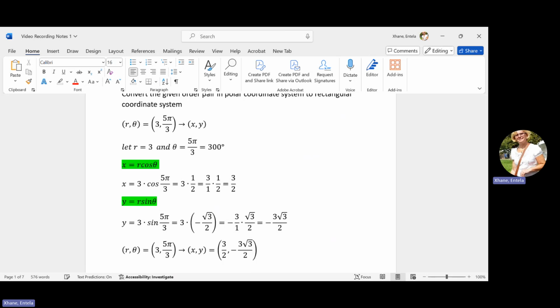Notice one thing: this point belongs to quadrant 4, and as you see, even the given point is in quadrant 4, because if you measure angle theta, 5 pi over 3, that's a 300-degree angle in quadrant 4. And the terminal side belongs to quadrant 4. So therefore, the point is part of quadrant 4. You start with a point in quadrant 4, and you stay in the same quadrant.